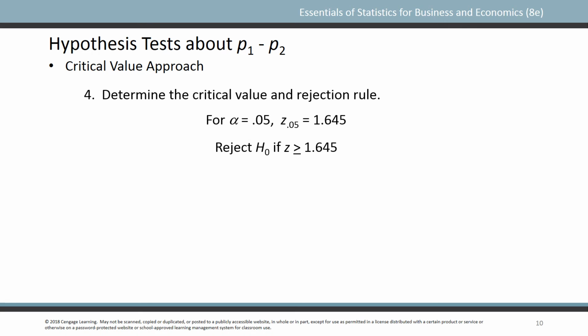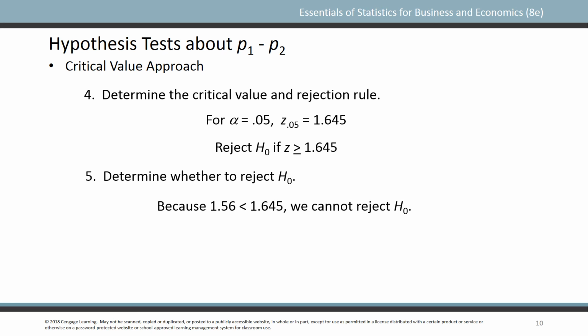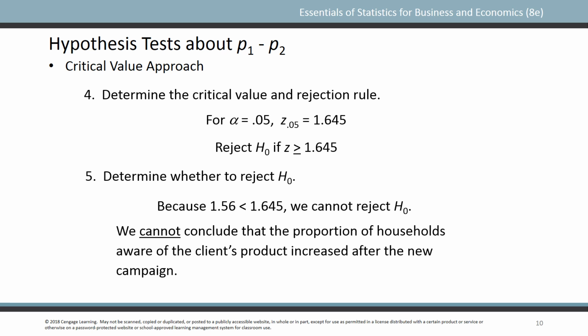Following the critical value approach, for a z of 0.05 for a one-tailed test, we get a critical z-value of 1.645. And we will reject if our z-test is greater than that. Our z-test was 1.56, which is not greater than our critical z. Therefore, we cannot reject the null hypothesis.